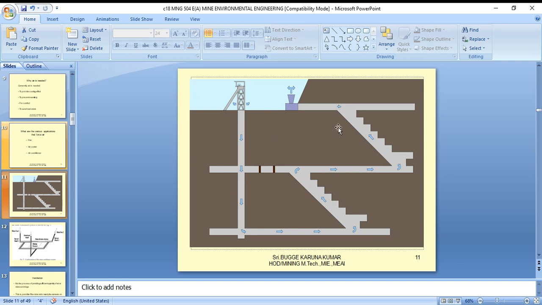Otherwise, if you are ventilating from top to low level, after reaching the lowest working place, the quality of the air will be changed. To avoid that, the air reaches the bottommost point of the mine, is then distributed to different working places, and through the exhaust it comes outside. So see the simple principle of the ventilation system in this figure.